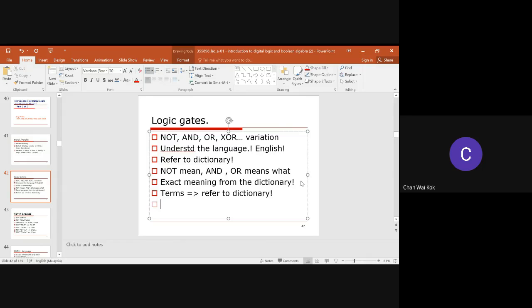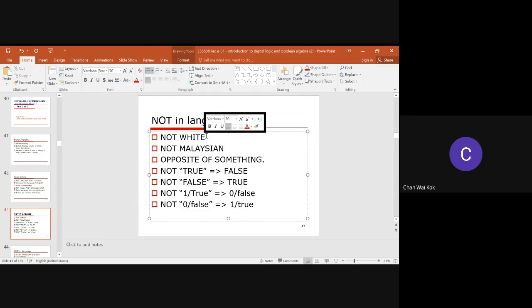So, okay, not white means what? It means it's not white. What if it's black? Black is not white. Blue, is it white or not? Blue is also not white. Okay, not Malaysian. It can be African. It can be Asian. It can be Indonesian. Okay, and so on.